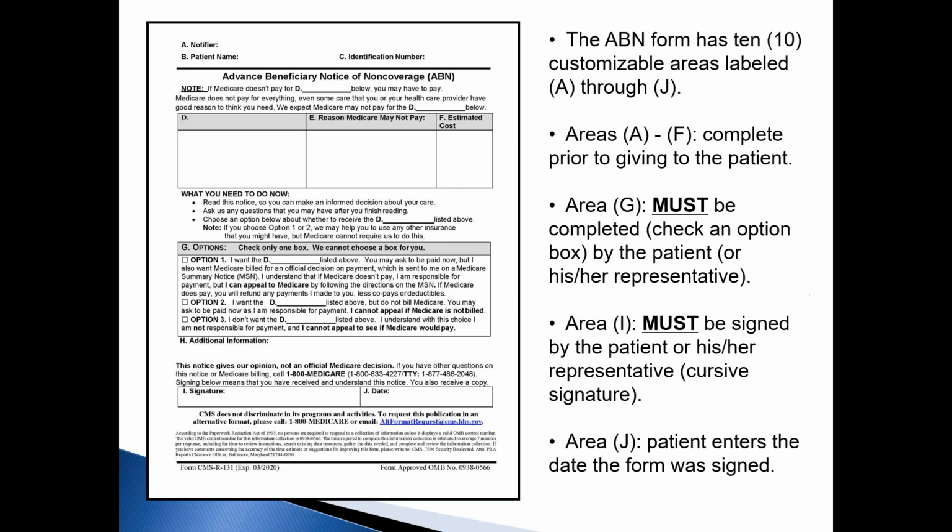If you're not familiar with the form at all and you want to get one, you could just Google ABN form, Medicare ABN form, and this is what you'll get. You can get it for free. This is the form.